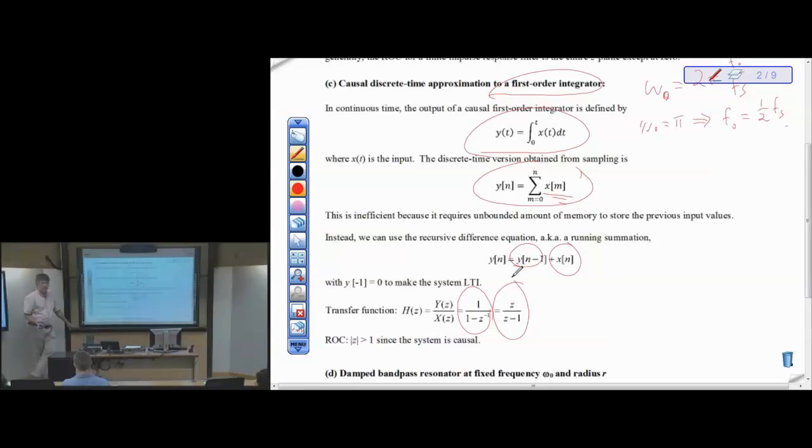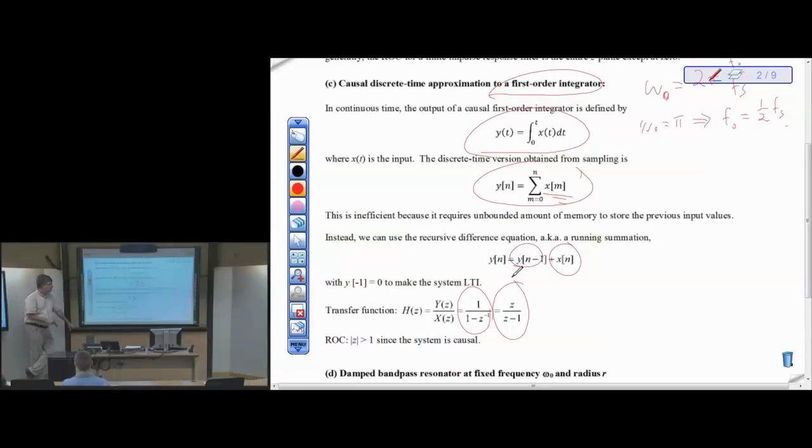So where's the pole in this one? Where's the pole location? z equals 1. The region of convergence has to be outside of that. We want to exclude 1. Why do we want to exclude z equals 1? You divide by 0. So z equals 1 is right out. So we have to figure out, okay, so what do we do? If we want the causal inverse, then again, we want the absolute value of z to be greater than 1. Okay, so this is not BIBO stable.